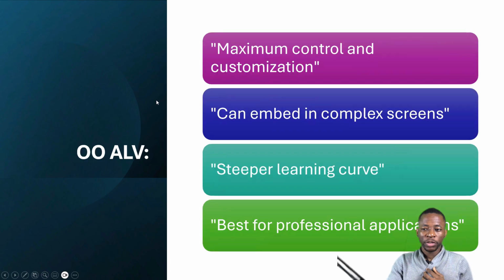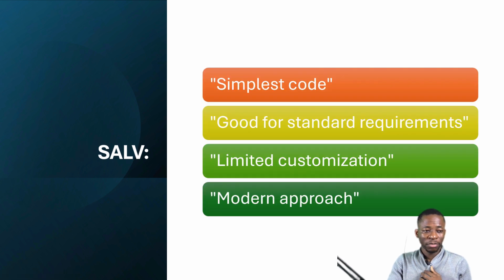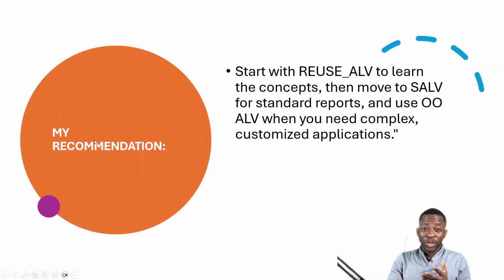And the object ALV has maximum control and customization. You can embed this in complex screens, it has a steeper learning curve, and is best for professional applications. And finally, the SALV has the simplest code and is good for standard requirements. It has limited customization and it is a modern approach. So finally, here's my recommendation. Start with the reuse ALV to learn the concepts, then move to the SALV for modern reports, and then use object-oriented ALV when you need complex customized applications.